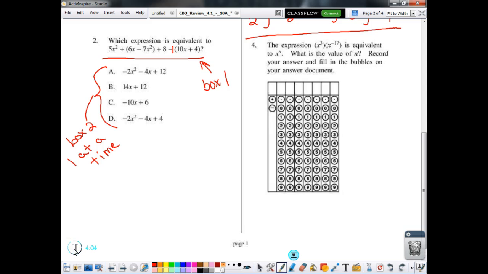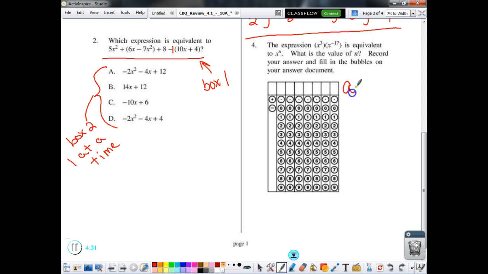Okay, number 4. The expression x raised to the 3rd power times x raised to the negative 17 is equivalent to x to the n. What is the value of n? Okay, so look at your formula chart. And we're dealing with the properties of exponents. Which rule are we going to use for this question? Product of powers. Product of powers, right?